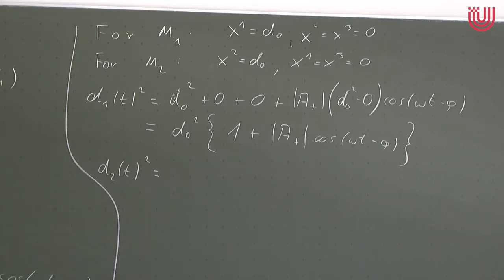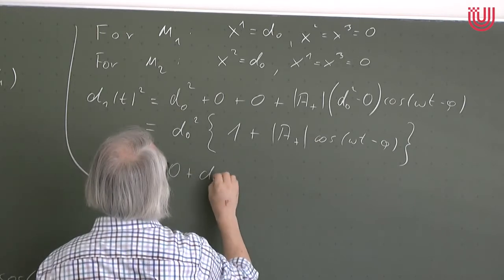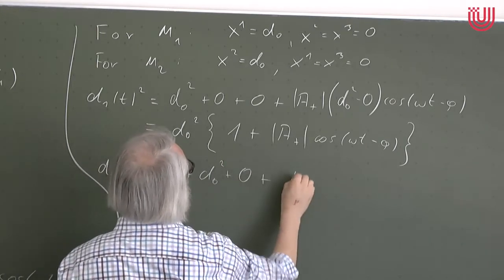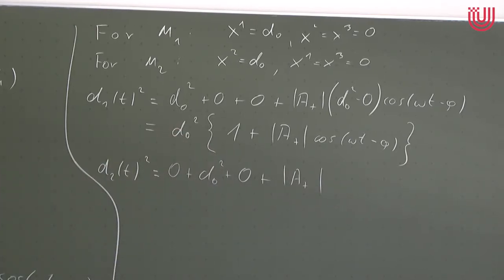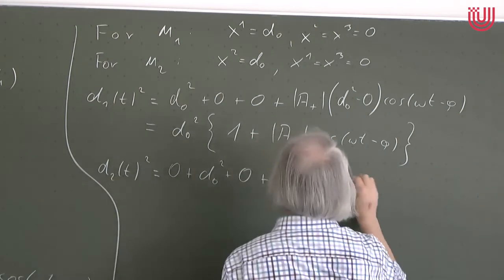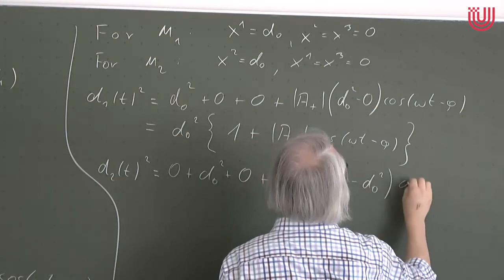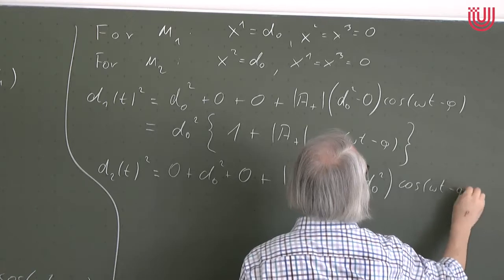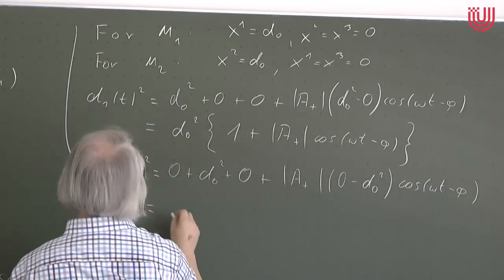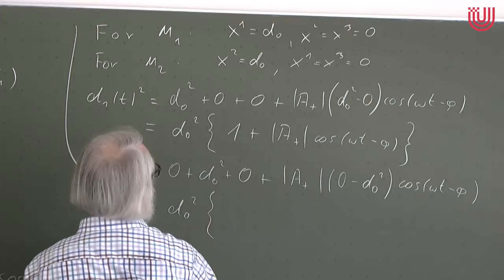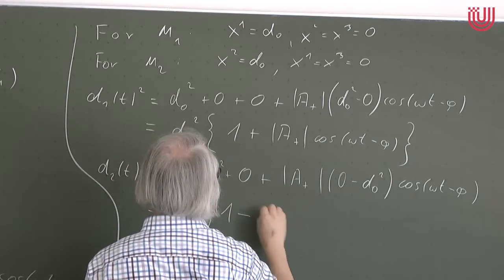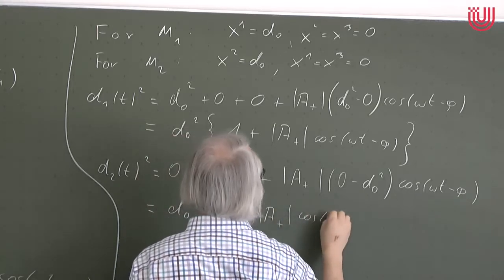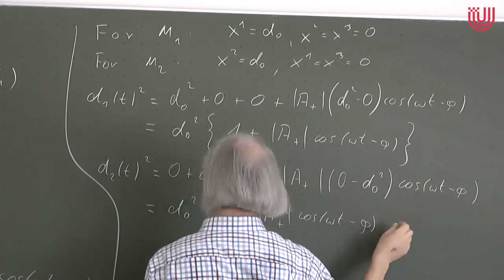Here I have 0 plus d0 squared plus 0. Here I have again a plus. And this is now 0 minus d0 squared. So I have again d0 squared times something. This is 1 minus this time, plus cosine omega t minus phi.